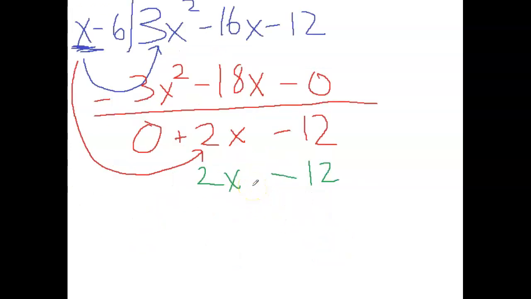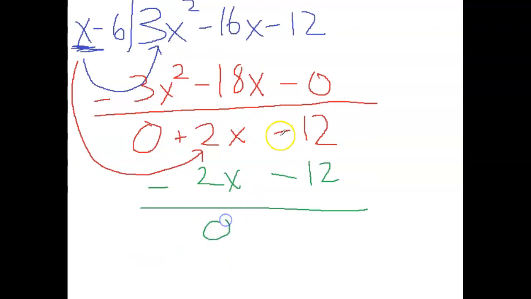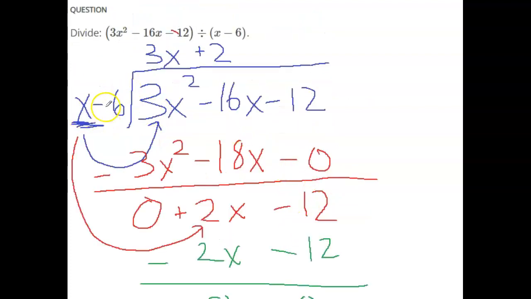Okay, subtraction now. This first part should always subtract out to 0. 2x minus 2x gives me 0. And negative 12 minus a negative 12, that's also subtracted out to 0. So I have no remainder. This divided perfectly with no remainder, and this is the solution of that division.